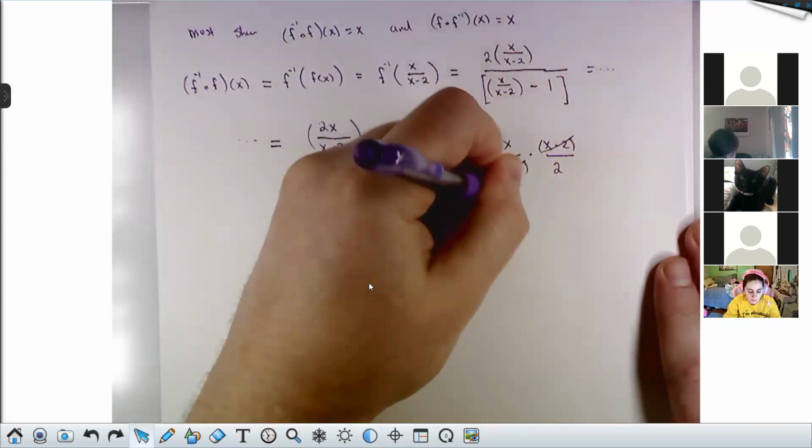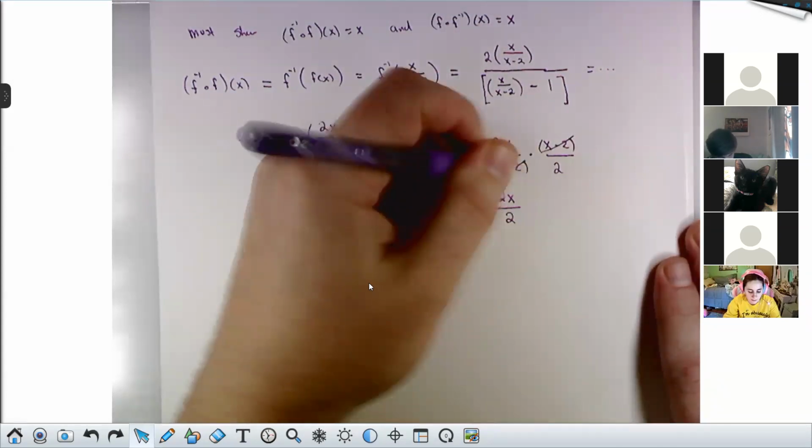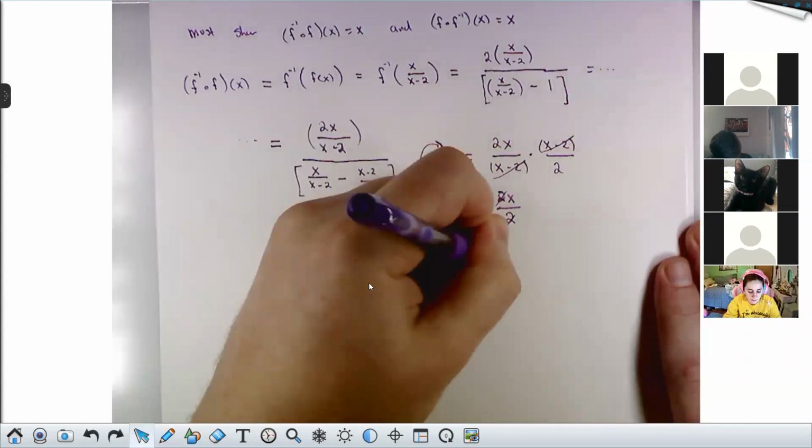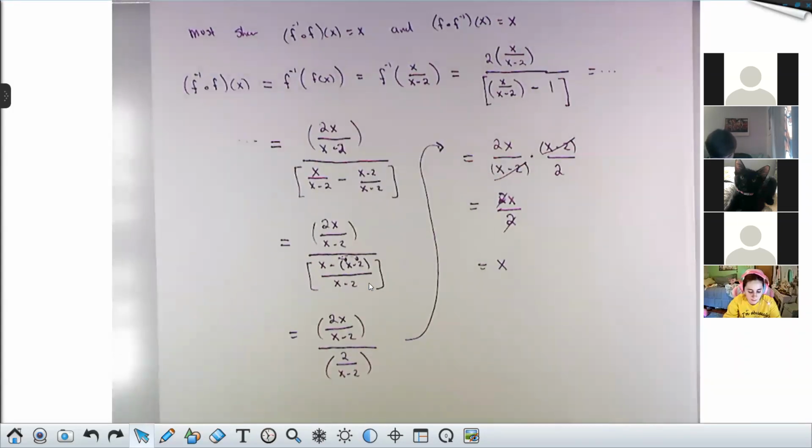And you get 2x over 2. The 2's cancel, and you just get x. Thank God. So we did the last thing correctly. These are inverses of one another.